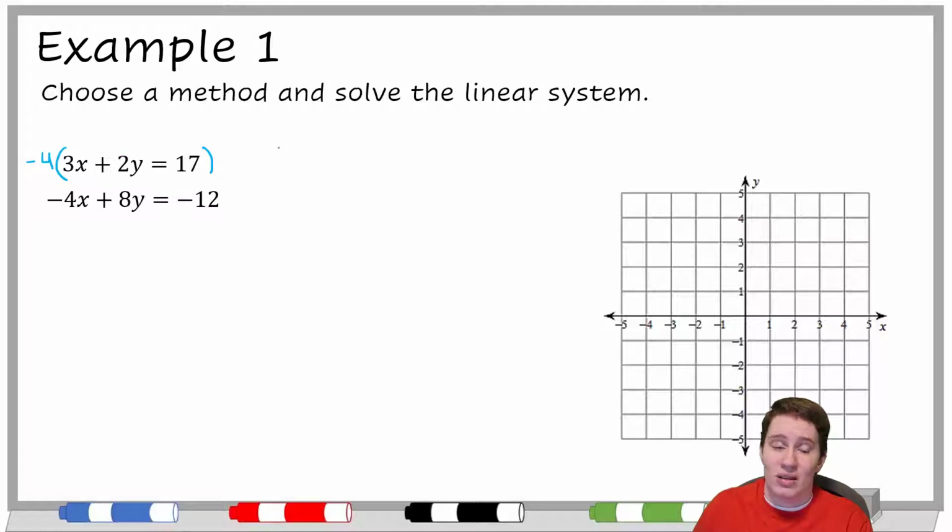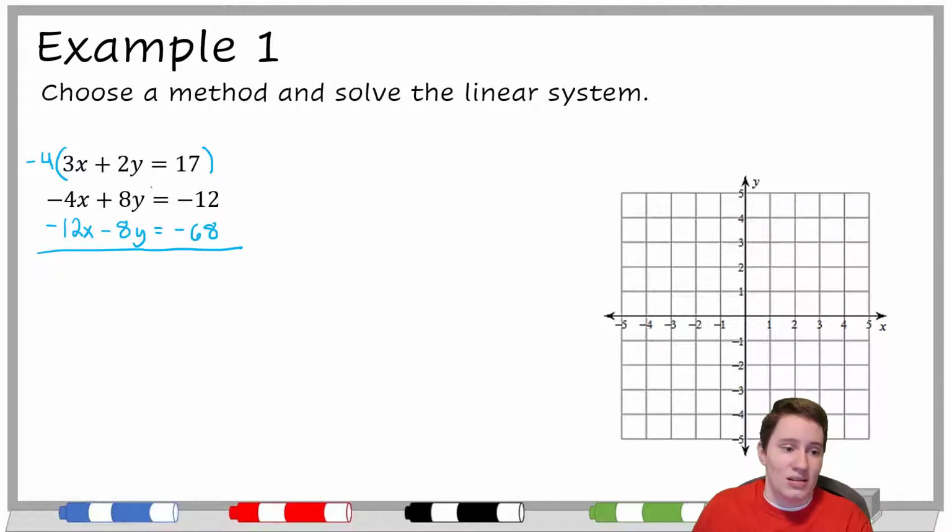Remember to multiply everything through. This is also a good review of the 3 methods because we're going to do one of each. So negative 4 times 3x is negative 12x. Negative 4 times 2y is negative 8y. And negative 4 times 17 is negative 68.